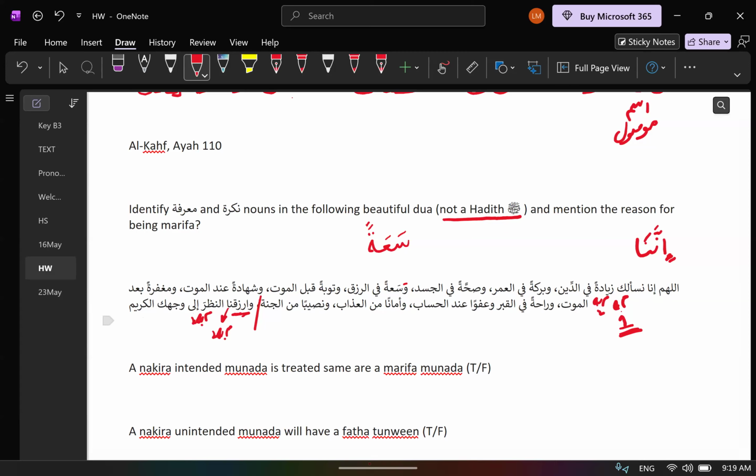Ameen ya rabbal alamin. It is a beautiful dua, just wanted to share with all of us, and it is easy to memorize because it just follows all of our needs. First, what do we want? We want Allah Ta'ala to increase us in deen. Then barakah in our umr, then siha, health. We want sa'atan fil rizq. We want tawbah before death, shahada at the time of maut, maghfirah after maut, raha in the qabr, forgiveness at the time of hisab, safety from the azab. We want a share in Jannah, and we would love to take a look at Allah subhanahu wa ta'ala.